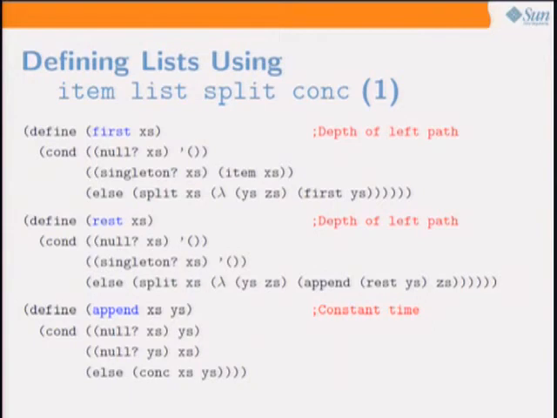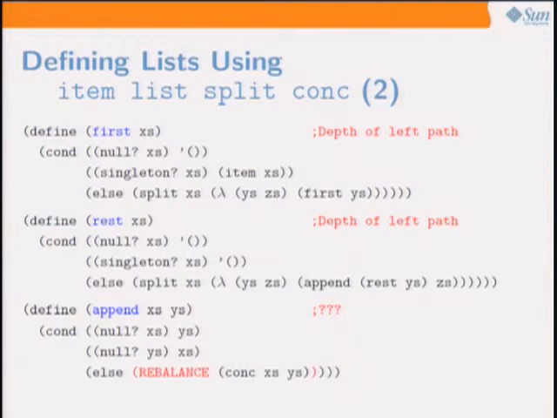And notice that first is chasing down the left spine. Rest is in effect constructing a new tree if necessary. It uses append in that last clause. Append, on the other hand, instead of being linear in the first argument, can be done in constant time. Pretty much all you have to do is call conc.